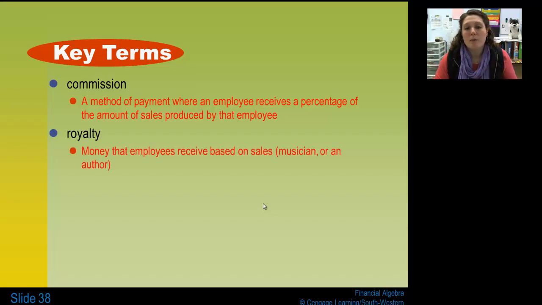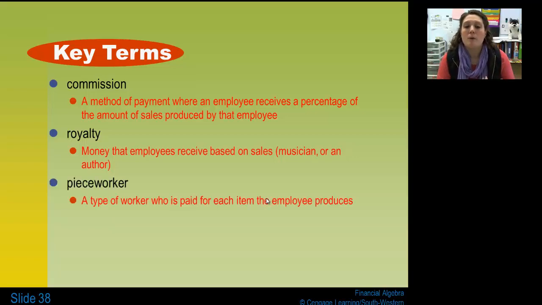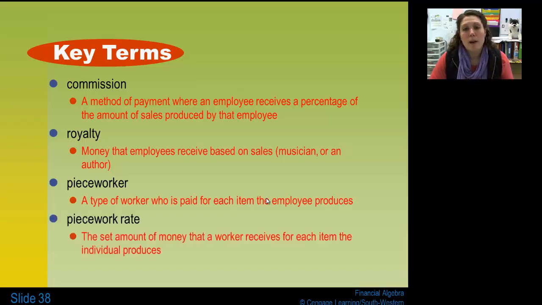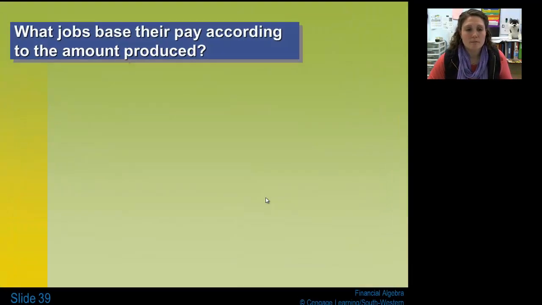Royalty. This is money that employees receive based on sales, usually a musician or an author. So it's similar to commission. They get a percentage of the number of albums they sell or the number of books they sell. Pieceworker. This is somebody who is paid for each item that they produce. Piecework rate. This is the rate at which you are paid, the set amount of money that you receive for each of the items that you produce.